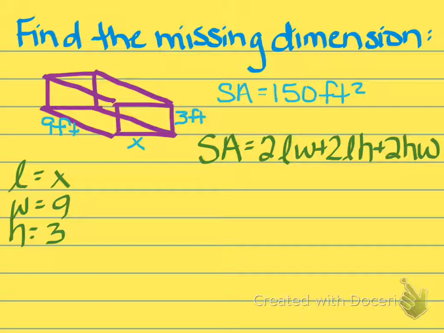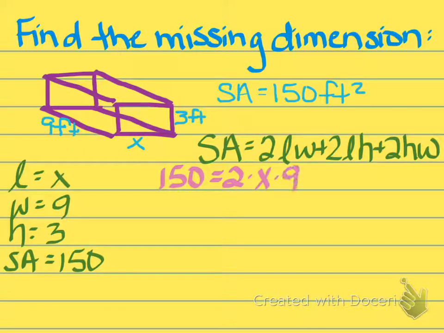All right, so now they've given us surface area as well. So I guess we could put our surface area in our little key here as 150. So now I'm going to fill in what I know. So I've got 150 equals 2 times X times 9 plus 2 times X times 3 plus 2 times 3 times 9. Just enough room. Now, this looks crazy, right? We're going to need to simplify it.